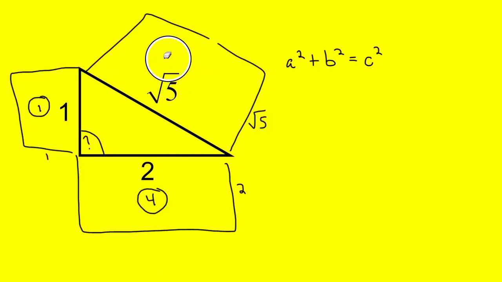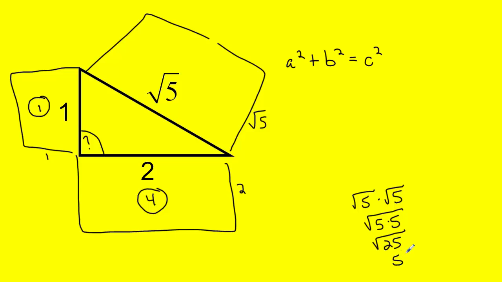Actually, let me do that work here on the side so you can see a little bit better. So square root, this is again side work. Square root of 5 times the square root of 5. Well, I know that that's square root of 5 times 5, which gives me square root of 25. And I know that the number that we used to multiply with itself is actually 5. So if you ever recognize this, that when you're multiplying square roots, we know that that's going to come out to be 5 in the end.